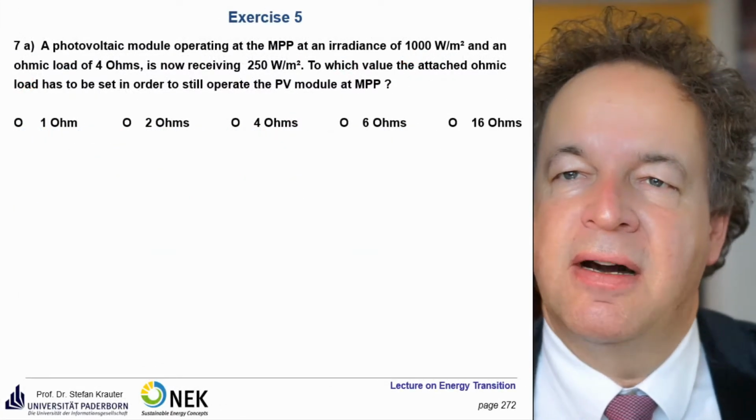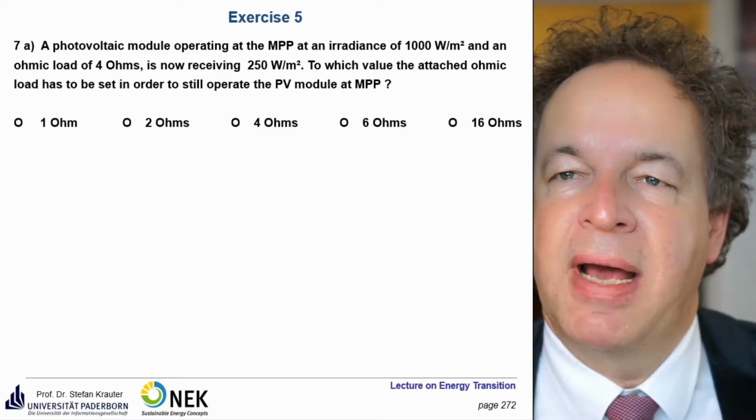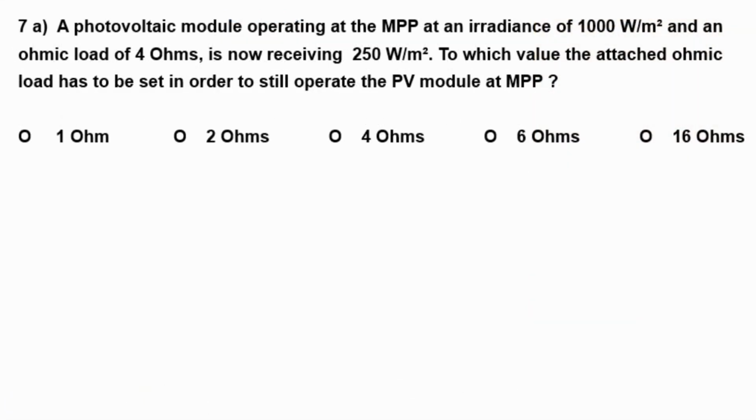A photovoltaic module operating at the maximum power point at an irradiance of 1000 watt per square meter and an ohmic load of 4 ohms is now receiving 250 watt per square meter only. To which value the attached ohmic load has to be set in order to still operate the photovoltaic module at the maximum power point? So what happens if we reduce irradiance? Does anything happen to the voltage?